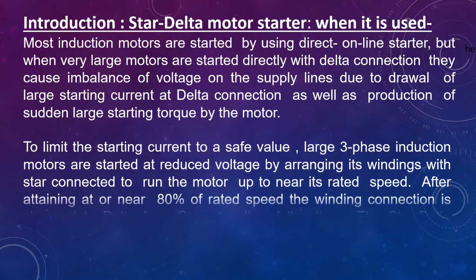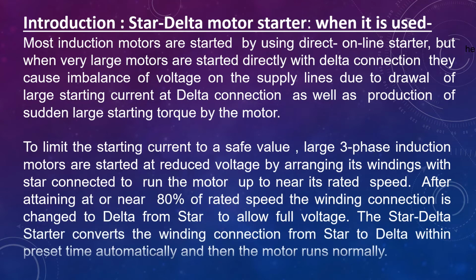To limit the starting current to a safe value, large three-phase induction motors are started at reduced voltage by arranging its windings in star connection to run the motor up to near its rated speed. After attaining at or near 80% of rated speed, the winding connection is changed to delta from star to allow full voltage. The star delta starter converts the winding connection from star to delta within preset time automatically, and then the motor runs normally.